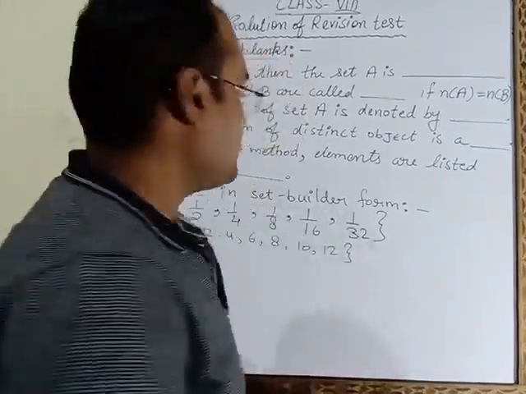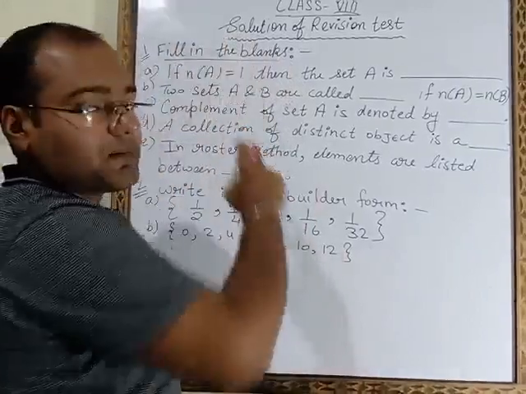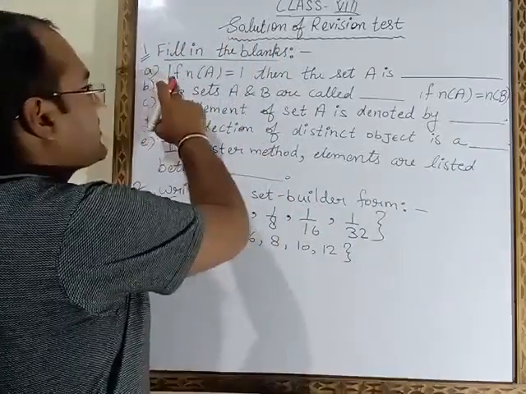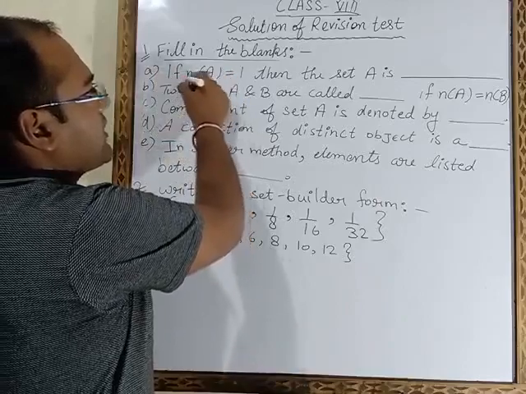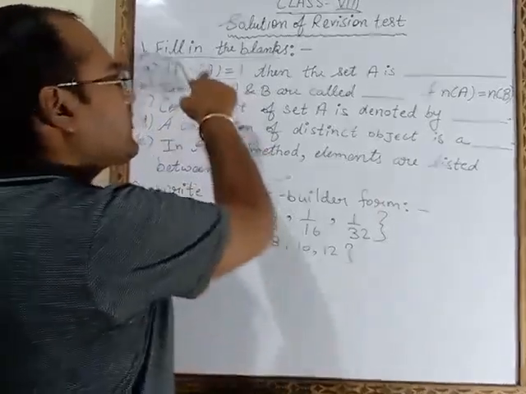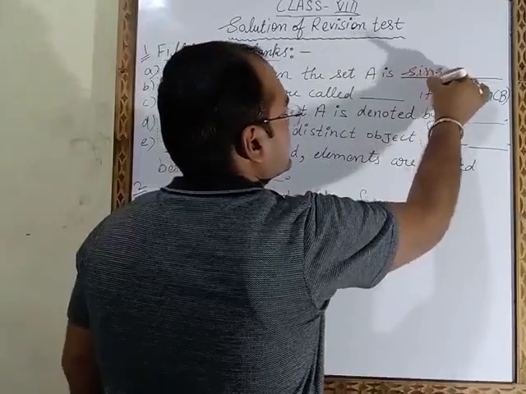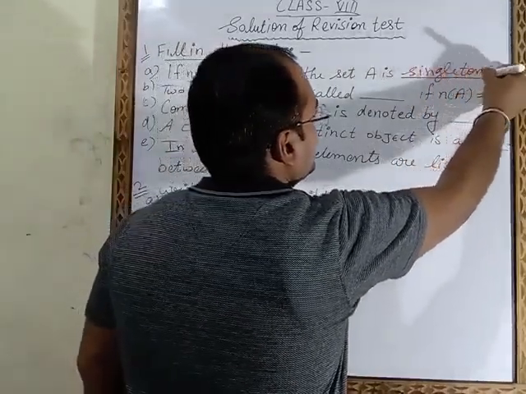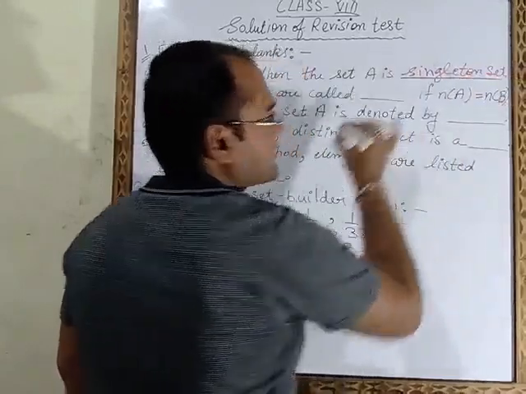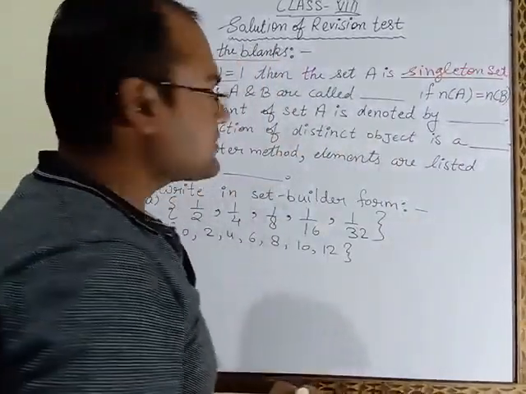Now see the first question. The first question I had given is fill in the blanks. First part: if n(A) is equal to 1, n(A) means cardinal number of A is 1, then the set A is called, answer is singleton set. So the answer of the first part is singleton set.